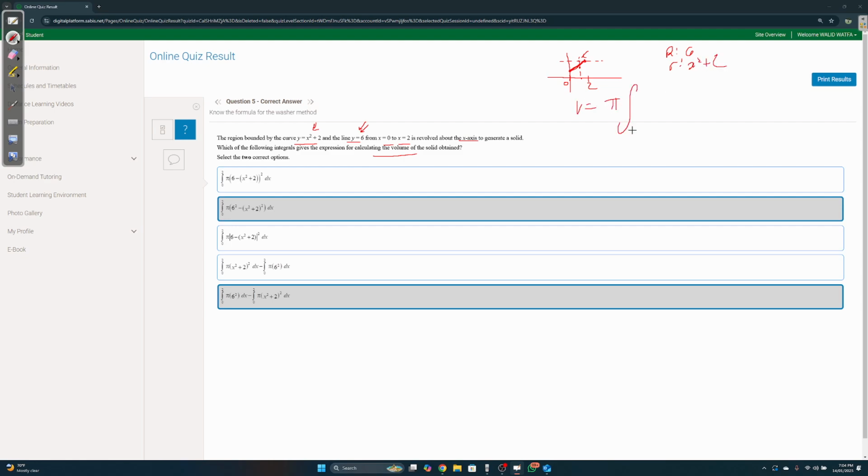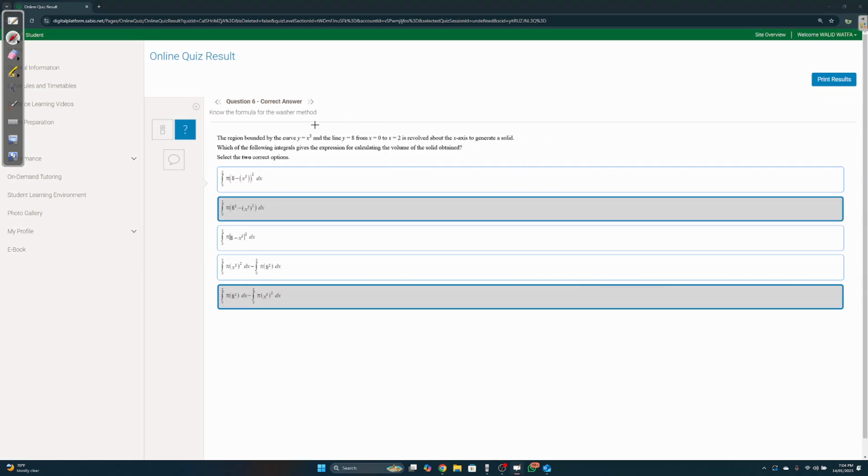So let's do our formula. It's pi integral 0 till 2, big R squared, so 6 squared minus x squared plus 2 squared dx. That's a square. Okay, this one's wrong because the square is outside. This one's correct. This one's wrong because of the square being outside. Also absolute value. Absolute value doesn't necessarily make it wrong, but it's the square outside that makes it wrong. This one's wrong because they used the big R as x squared plus 2, and this one's correct. Okay, very easy.